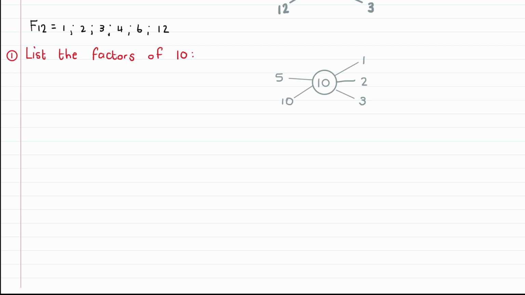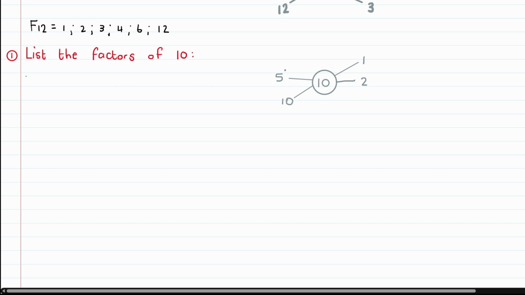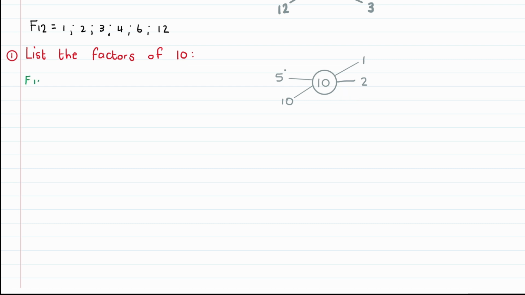But I can't say 10 divided by 3 without getting a remainder. So let's try 4. But the same can be said of 4. The next natural number is 5, but I've already got the number 5. So that means I found all of my factors of 10. So my answer is going to be F of 10 equals 1, 2, 5, and 10.